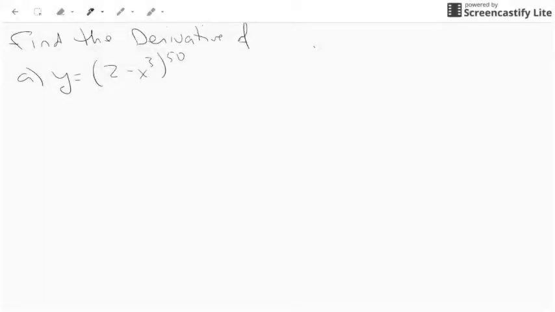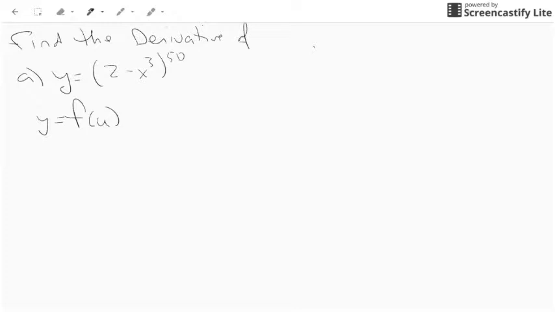Okay, so let's find the derivative of y equals (2 minus x cubed) to the 50. To start this one off, I am going to use that y and u notation. So let's just take a look at this. Remember when we were discussing that little bit of notation, y was a function of u. So y was f evaluated at u.